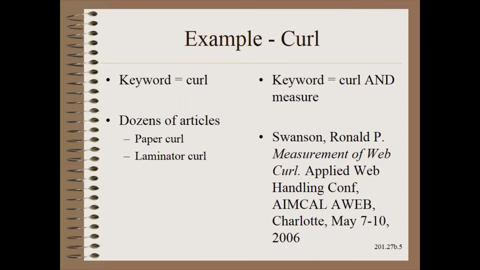If we were to use the example of a search for information on curl, we would find dozens of articles. Scrolling down through the list, we would find quite a bit of material on paper and laminator curl. Thus, we might want to be more specific, so perhaps we want to learn about measurement. If so, we would find several, including the summary paper by Dr. Ron Swanson of 3M. It was given at the AIMCAL web conference. If you work for an AIMCAL member company, you would have free access to this great paper.